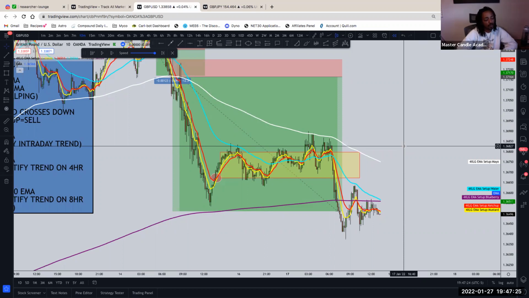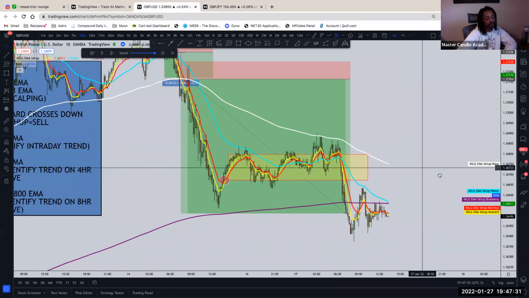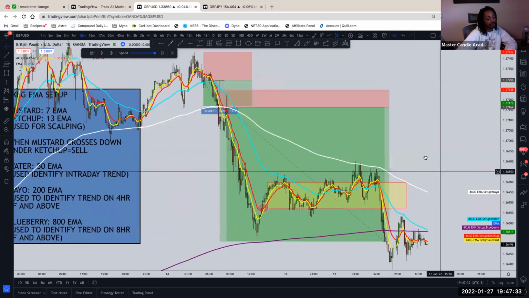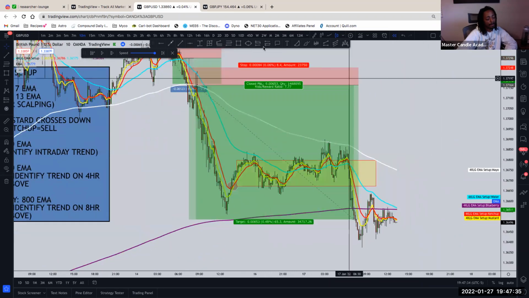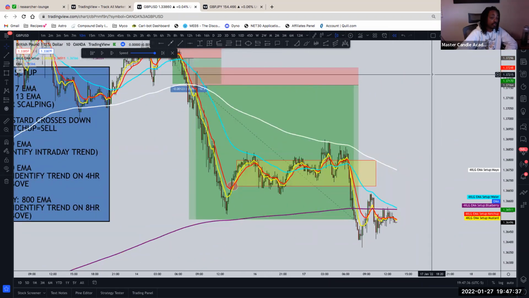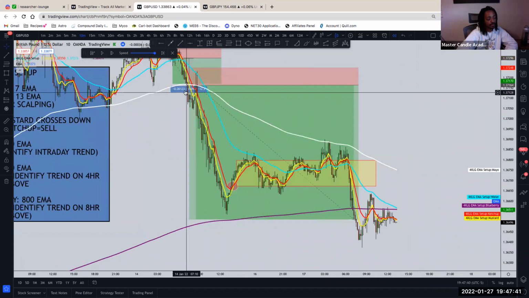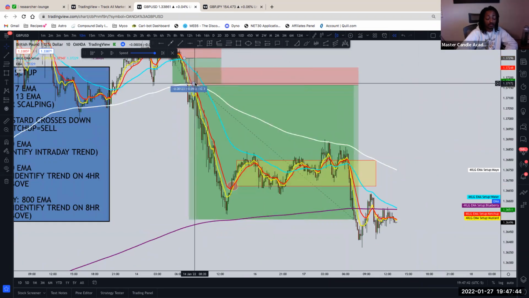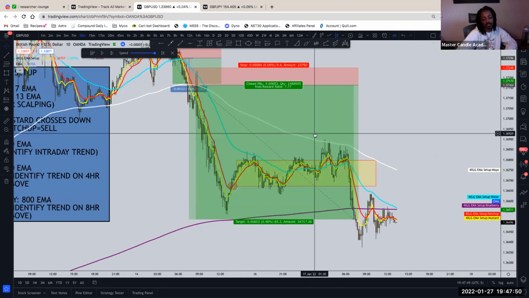I don't like beating this one over the head because it's so simple. It's really simple. All right. What I will say is use the trend with the 4XLG at the same time. If you just see price falling off a cliff, 9 times out of 10, it's going to keep falling off a cliff.